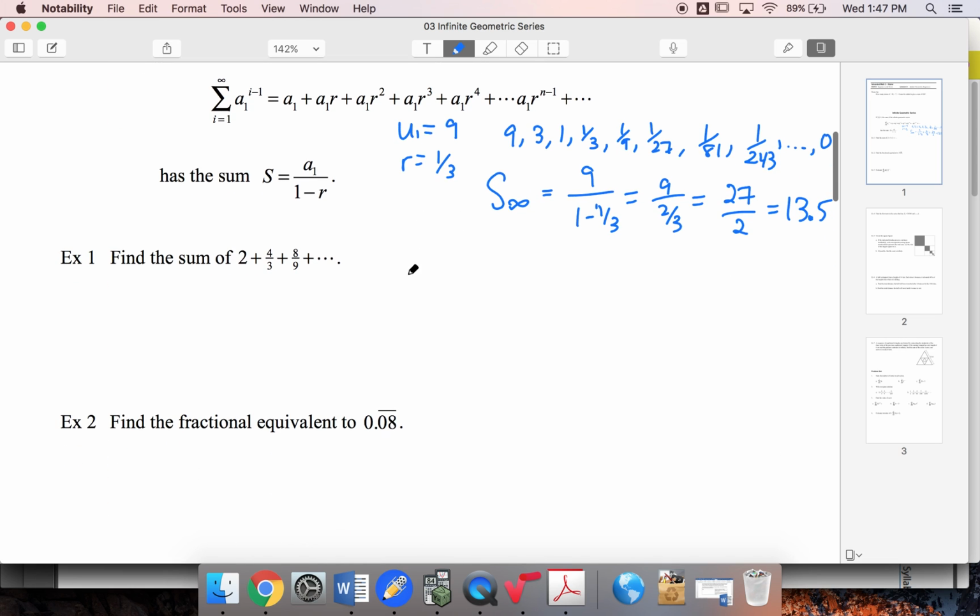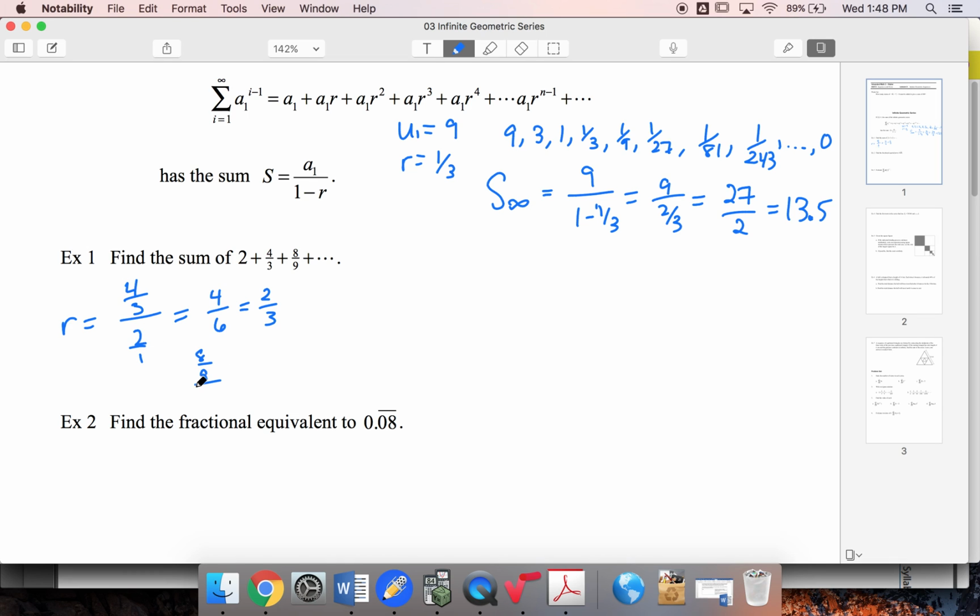Let's try another one. So we're assuming that we've got a geometric series. We can verify that. And we also want to find our r value. So 4 over 3 divided by 2, well, that's like 2 over 1 is how I think of it. So it's 4 over 6 is my r value, which is 2/3. Hopefully 8/9 divided by 4/3 also is 2/3.